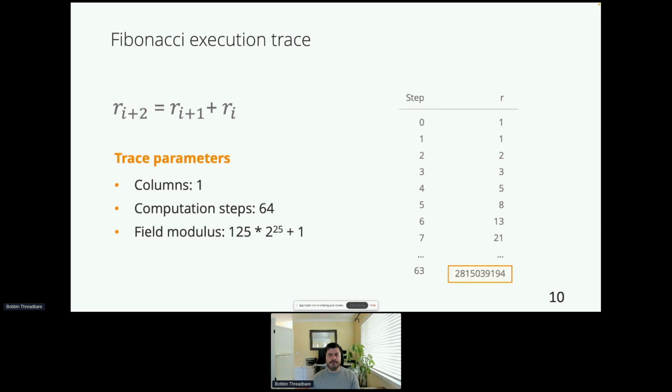If we get to coding the Fibonacci example later, I'll show that this is not the only way to write the Fibonacci sequence using STARKs, and this is where some fun and complexity come into play, where there are many different ways to describe a Fibonacci sequence or an execution trace for a Fibonacci sequence.